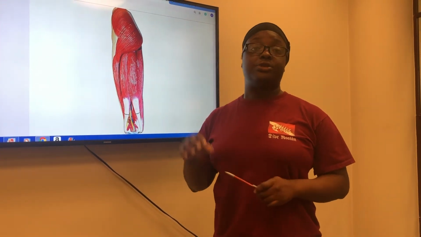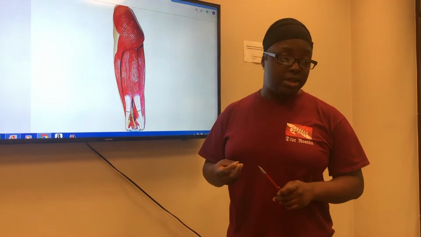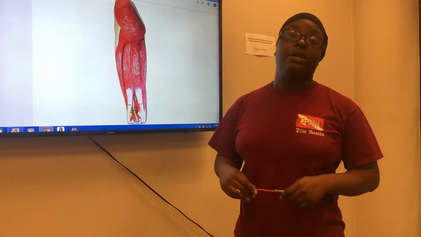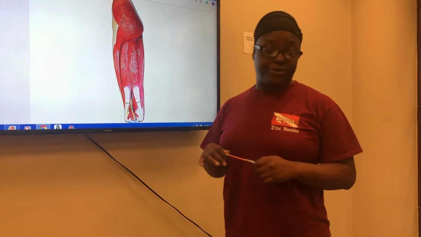The action is to abduct and medially rotate the thigh, on the anterior part. And the nerve is the obturator nerve.